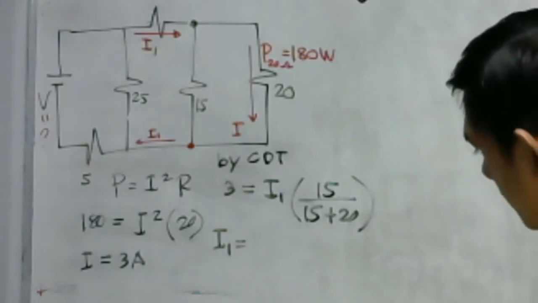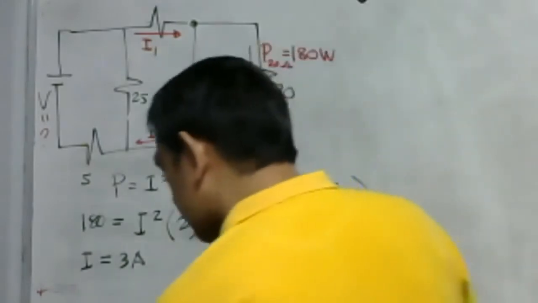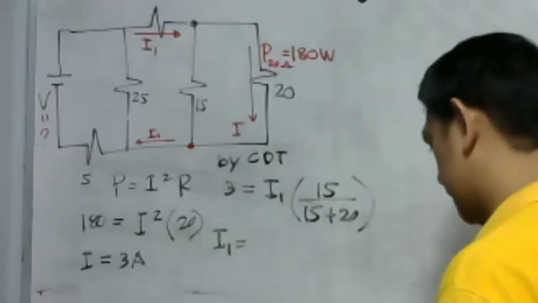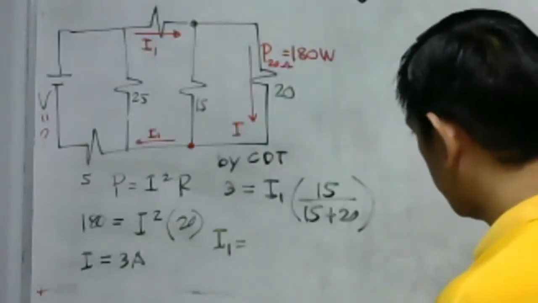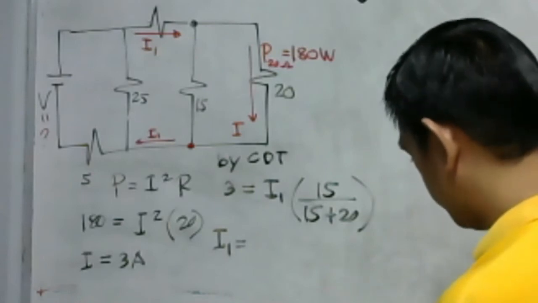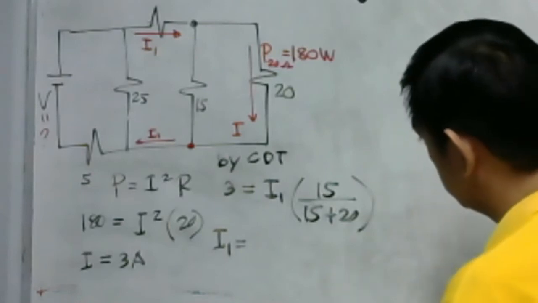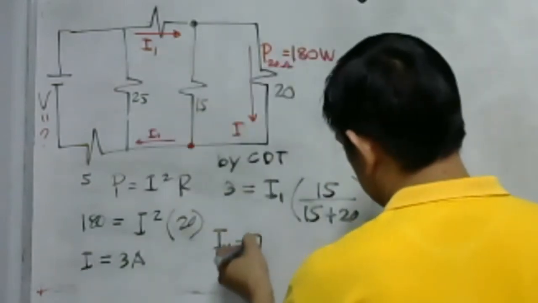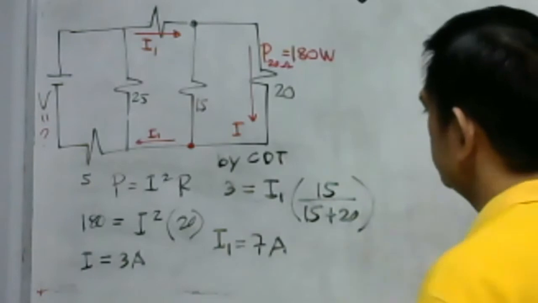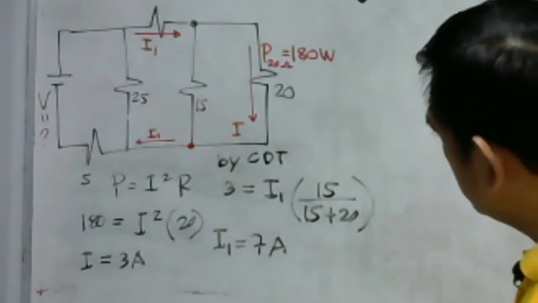Okay, so we'll be having here 7. Is that correct? That is 7. Okay, let us double check. So that is 35 times 3 divided by 15 equals 7 amperes. 7 amperes. That is our I1 here.